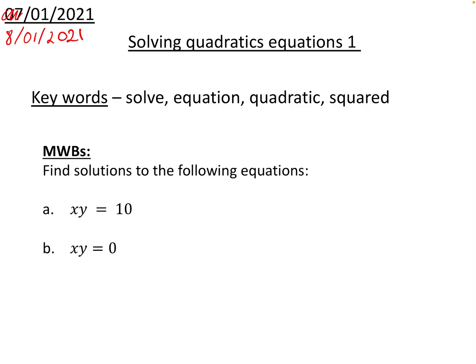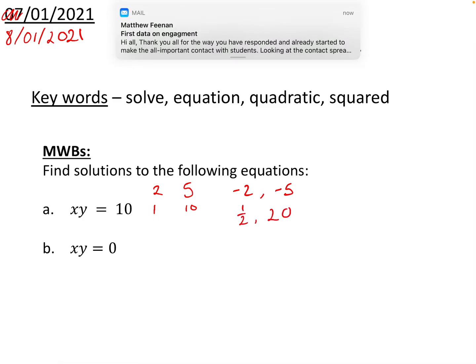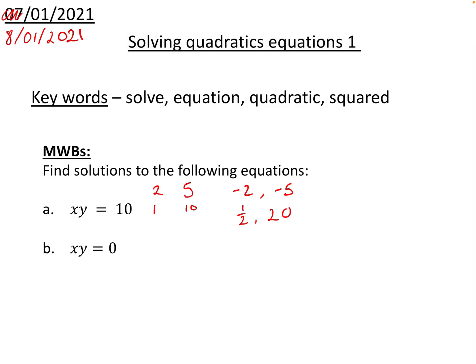Okay, for question A, you could have had 2 and 5. They would multiply together to give me 10. I could have had 1 and 10. They would multiply to give me 10. Now, I didn't state that these had to be integers. I didn't state that they had to be positive. You could have had -2 and -5. They would multiply to give me +10. You could have had a half and 20. Okay, they didn't need to be whole numbers.